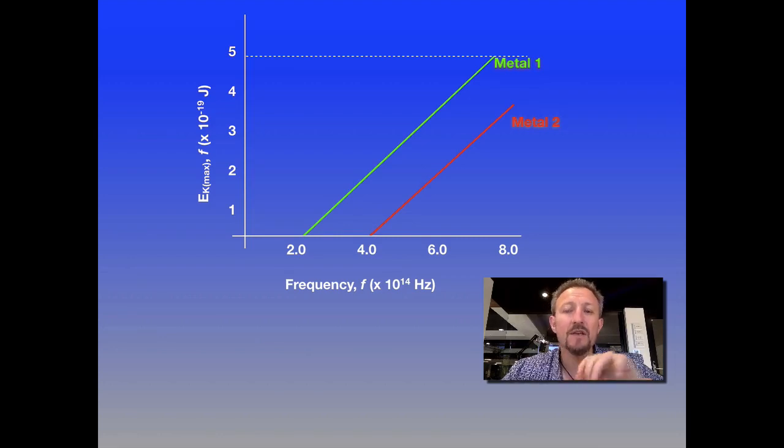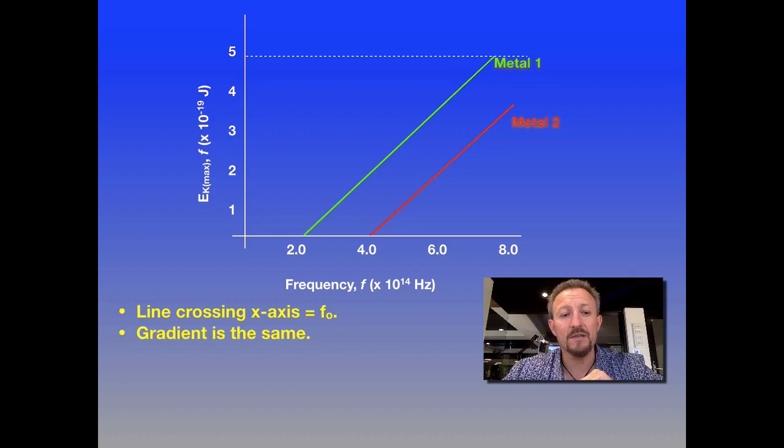Now you will notice where the line crosses the x-axis, so for metal 1 and metal 2, where it crosses the x-axis at 2 and 4, that is basically the threshold frequency. You'll notice at that point the kinetic energy is actually 0, so there's no movement. So we can use the graph to determine the threshold frequency for a specific type of metal.